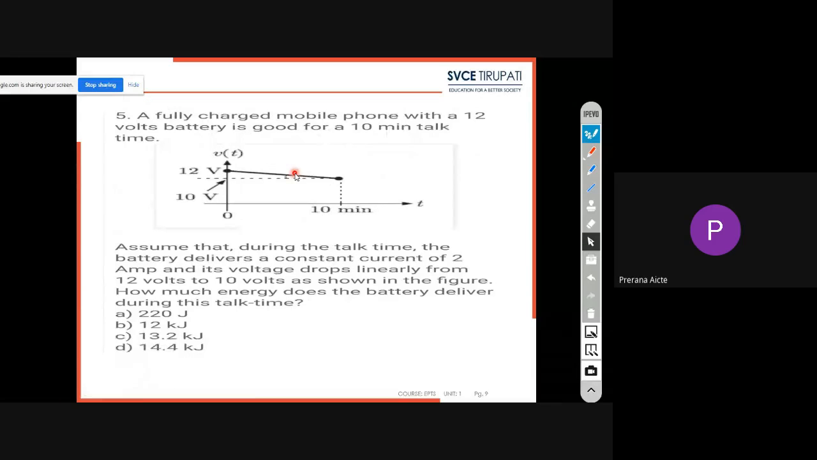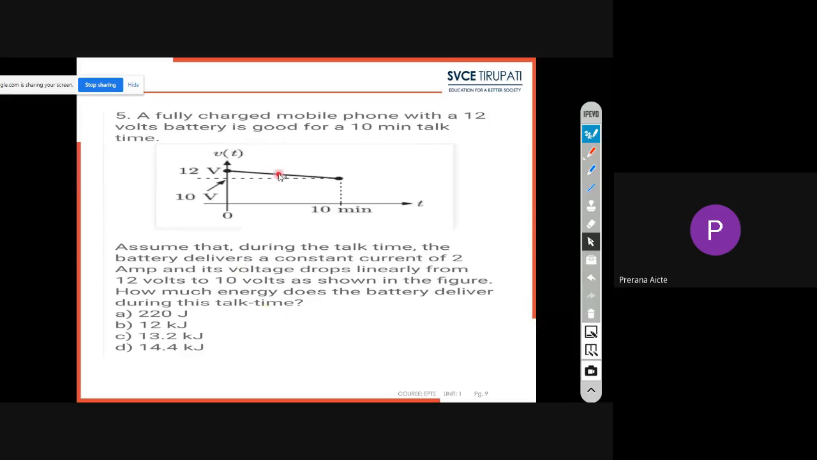Okay. So this is another type of problem. A fully charged mobile phone with a 12 volts battery is good for a 10 minutes talk time. Assume that during the talk time, the battery delivers a constant current, that is 2 amps, and its voltage drops linearly from 12 volts to 10 volts. As shown in figure, how much energy does the battery deliver during this talk time?